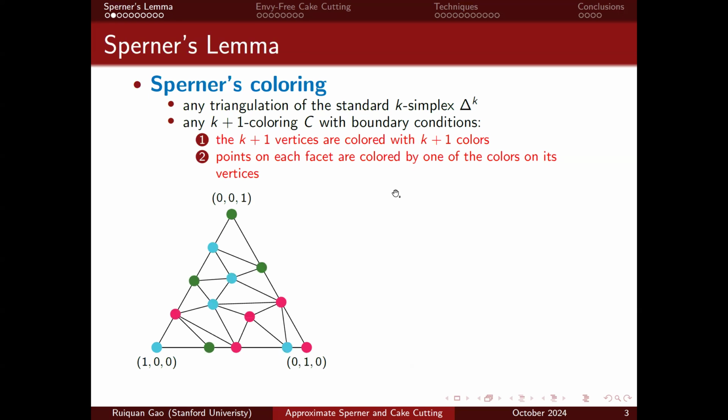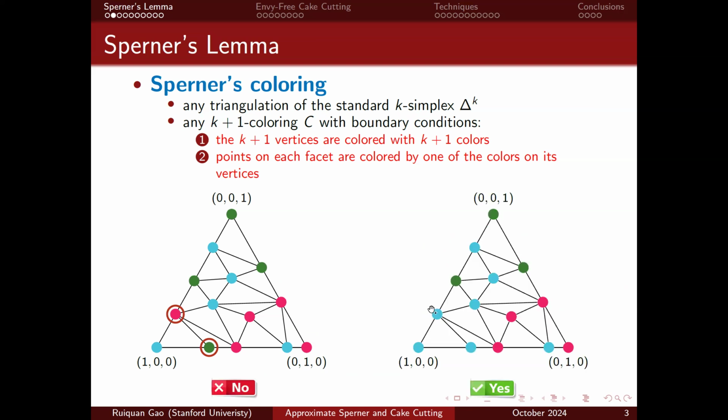Let's see this candidate coloring for the points inside the triangulation. These 2 points violate the second condition. For example, the color green should not appear on the facet whose vertices are only colored by blue and red. So this is not a Sperner's coloring. To fix it, we can simply modify the colors of these 2 points to blue, and the figure on the right gives us a Sperner's coloring.